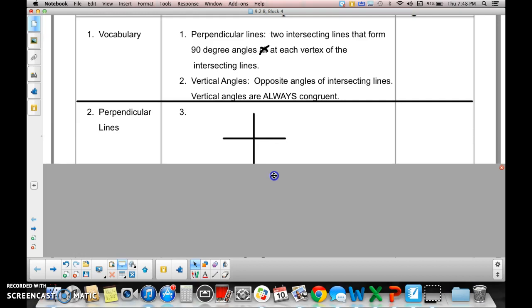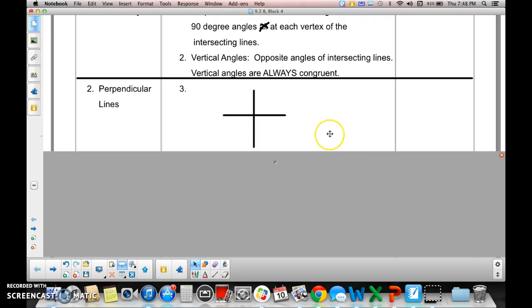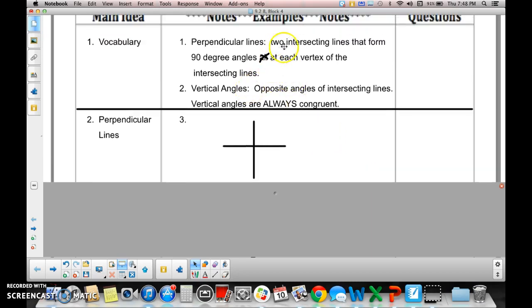Main idea number two, perpendicular lines. This is an example of perpendicular lines. As you can see from the definition, we have two intersecting lines. So here's one of my lines, the one going up and down. Here's the second one going left and right. They are intersecting. As you can see, they form, and I haven't officially told you this yet, but I'm going to tell you right now, these intersecting lines form 90-degree angles.